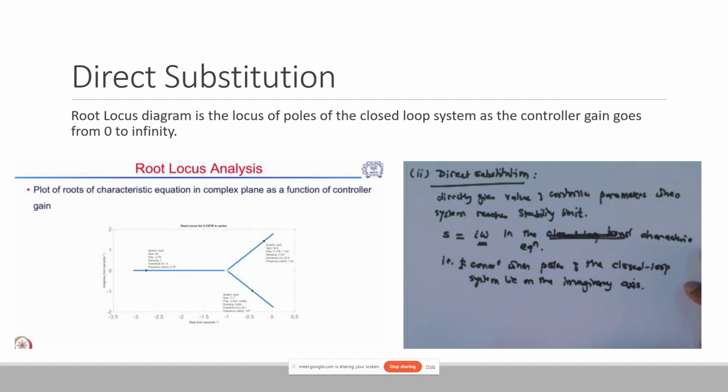Then we will study direct substitution. What we will do is first substitute the value of s equal to jω in the characteristic equation, and then we studied that if poles are lying on the left half plane, then the system will be stable. So using that we can find the control parameters using that simple criterion. That is what we mean by direct substitution. That is, we need to plot the roots on this complex real and imaginary plane.